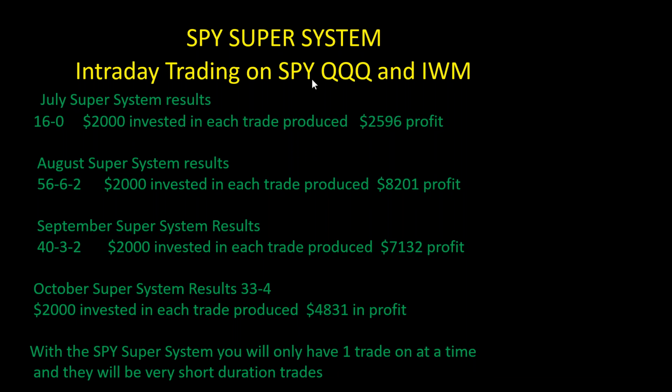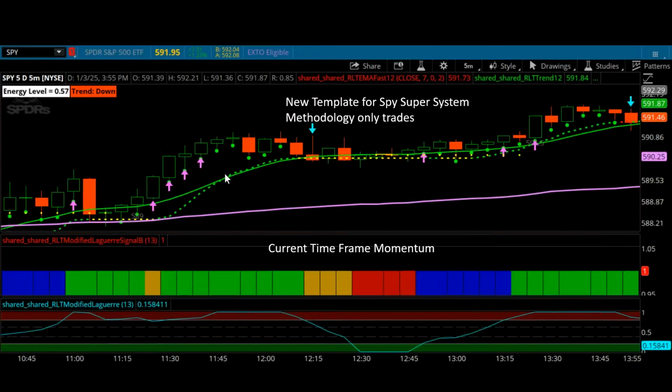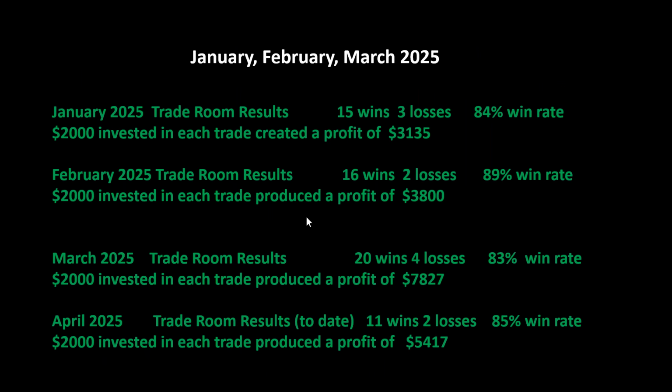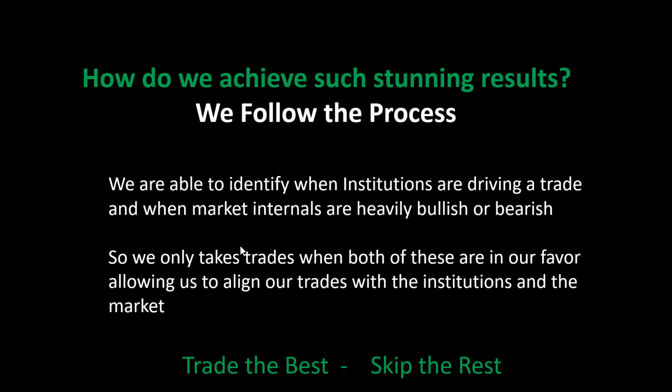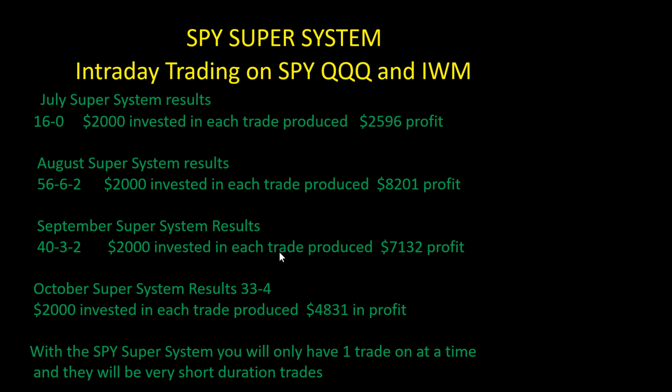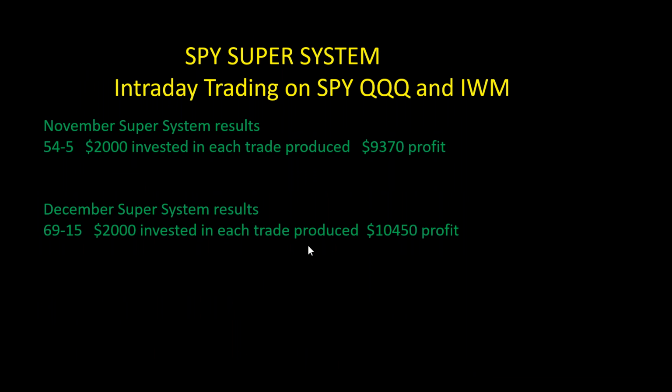These are the results I get with the SPY Super System. This is not included in the results that I showed earlier. This is completely separate. The room trades and the SPY Super System trades are completely separate. Again, this was November, this was December. Really good results with this trade. I just want to point that out.